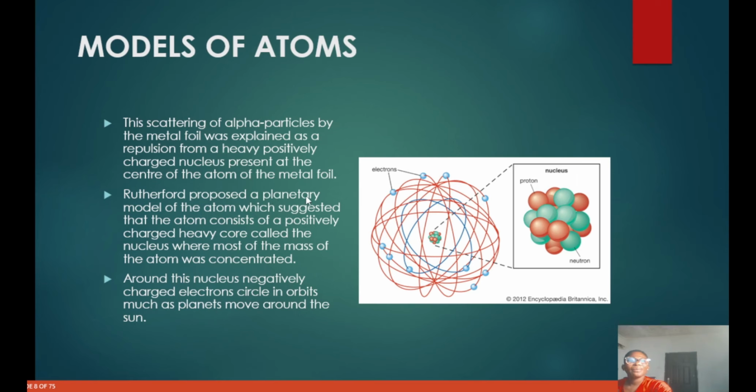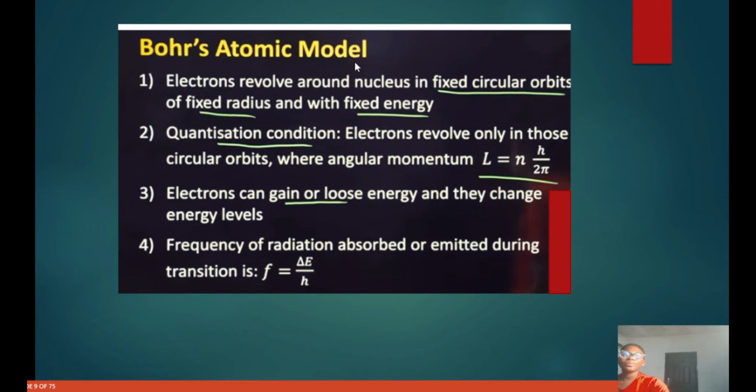Rutherford proposed a planetary model of the atom, which suggested that the atom consists of a positively charged heavy core called the nucleus, where most of the mass of the atom is concentrated, and around this nucleus, negatively charged electrons circle in orbits much as planets move around the sun. So this is now Bohr's atomic model. What did Bohr say? He believes that electrons revolve around the nucleus in fixed circular orbits. He doesn't believe that they are scattered or just anyhow.